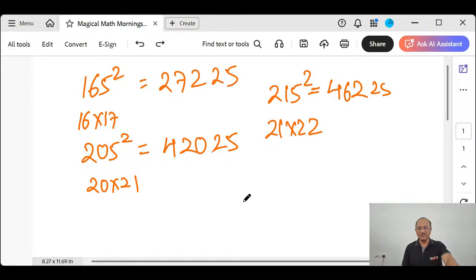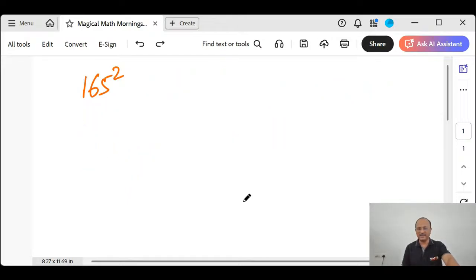I will ask some questions and you need to type the answers now. Finding the squares of any such number is very easy. Other than 5, whatever number is there, you multiply it with the number coming after that, its successor. Okay, let's start with a simple one. 55 square. Can you type it quickly?